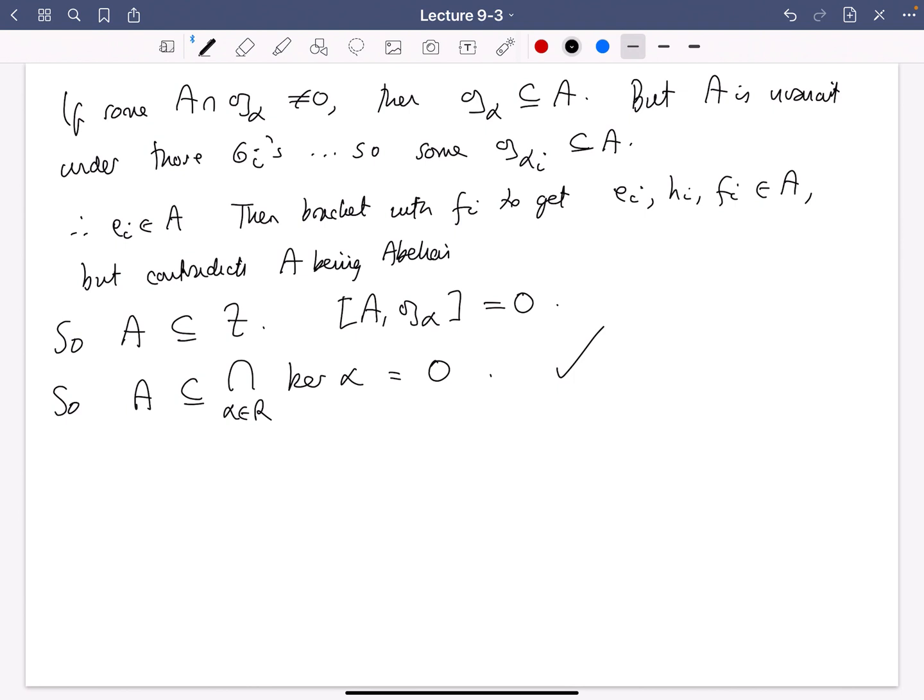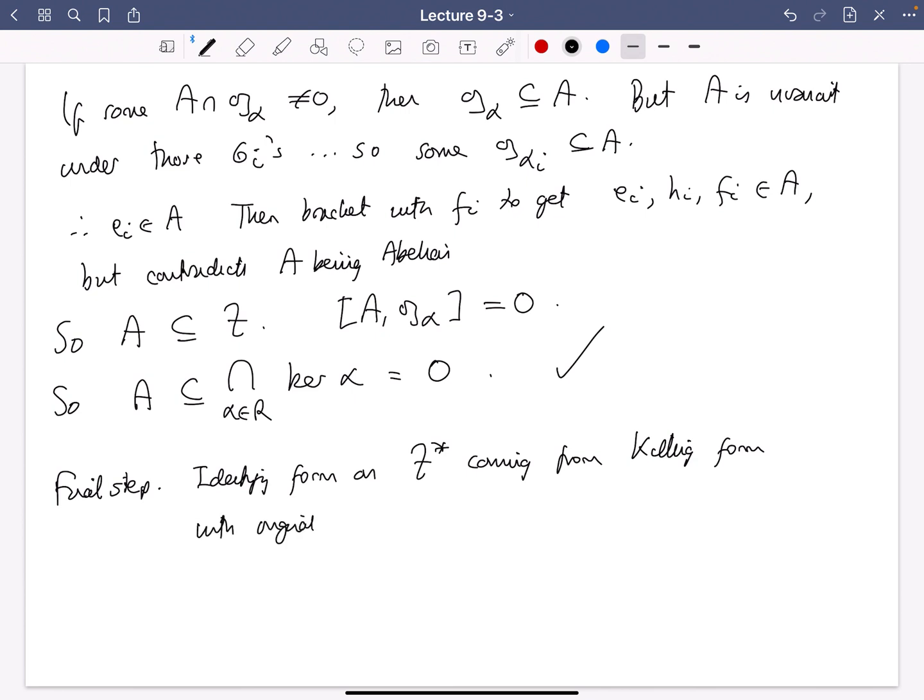And I think we're basically done. So we've got the right looking Cartan decomposition. The roots is R. I think the final little step is to identify the form on T star coming from the Killing form with the original form coming from E. Well, they're not going to be the same, but we've got to show that they're the same up to rescaling on each indecomposable component, because that's what isomorphism of root systems corresponds to.